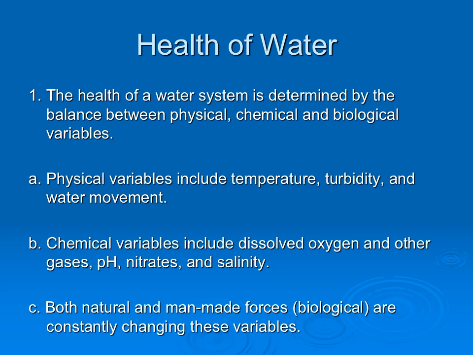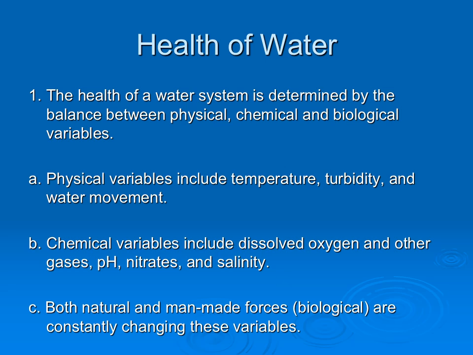So the health of any water system is determined by the balance between three things: the physical, the chemical, and the biological variables. Some of the physical variables include temperature of the water, turbidity, which you'll learn about in a second, it's how cloudy the water is, and water movement, how fast does it flow. And when we go down to the Little Sugar Creek branch, we're going to be looking at each of these things, and we're going to test them to be able to actually determine the health of that body of water.